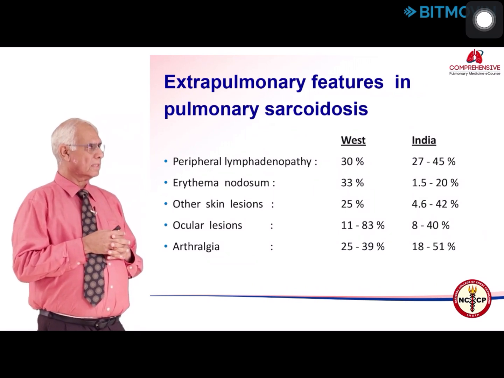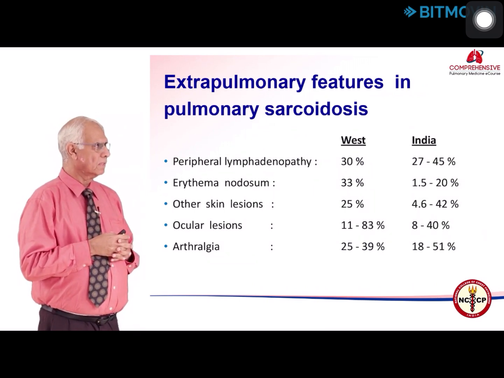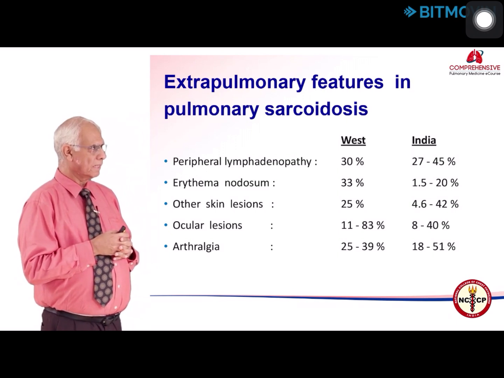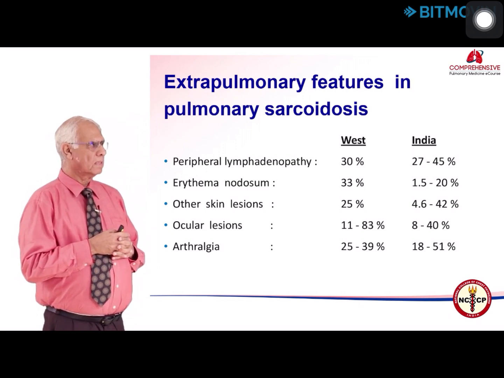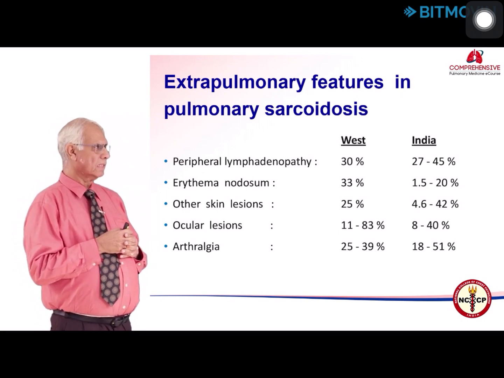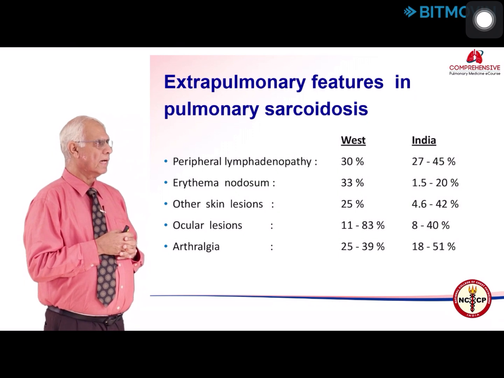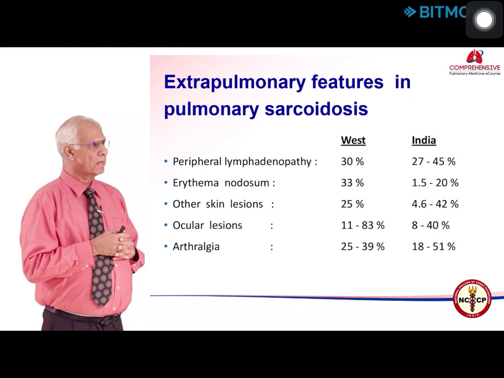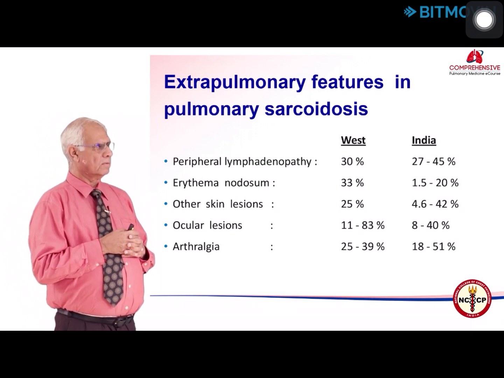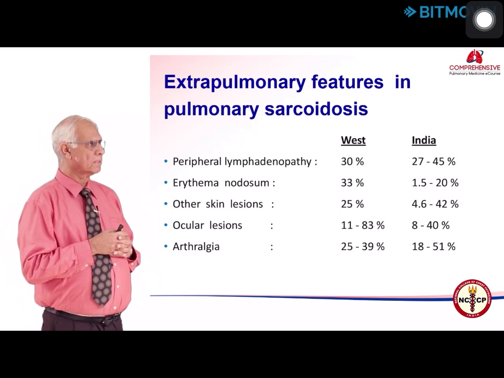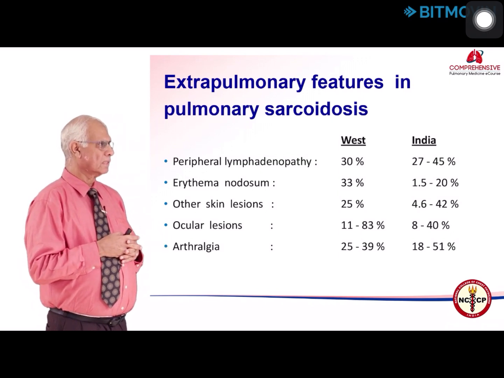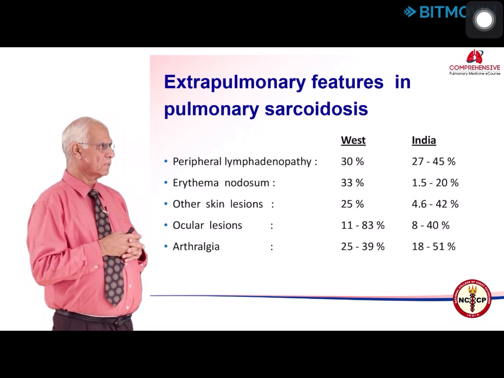Now, sarcoidosis, as I said, is a multisystemic disorder. Peripheral lymphadenopathy is more common in India. But erythema nodosum is far more common in the Western world, especially in the Scandinavian regions, than in India. And you can see that apart from one study from PGI, where they showed erythema nodosum in 20%, the variation is between 1.5 to 3%. Other skin lesions are reported up to 42%.